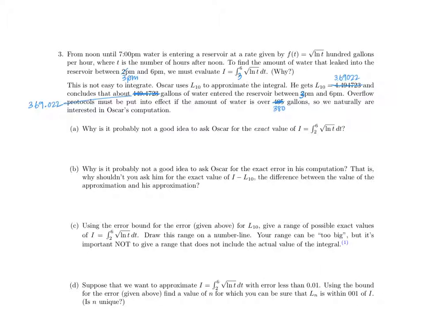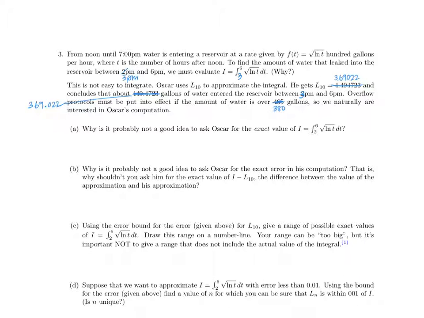So I've adjusted the rest of this problem so that it just makes some internal sense. So the left-hand approximation is 3.69022, and so that means that 369.022 gallons of water have entered the reservoir between 3 and 6 p.m. And the overflow protocols must be put into effect if the amount of water, let's now say, is over 380 gallons. So we're naturally interested in Oscar's computation.